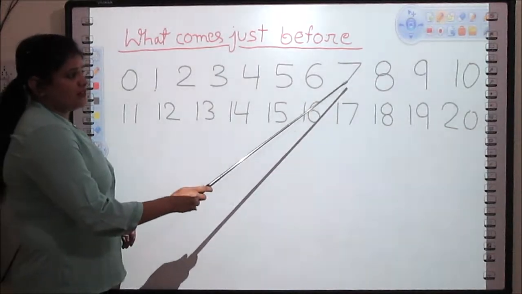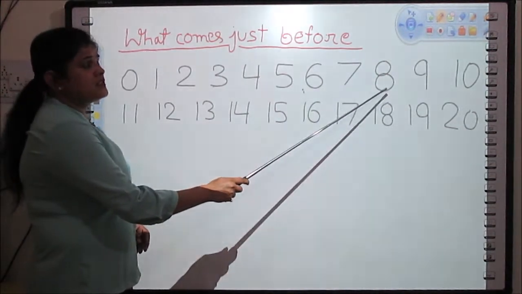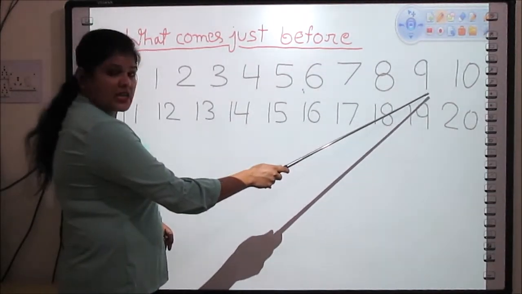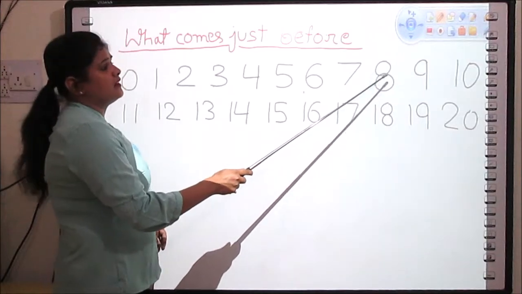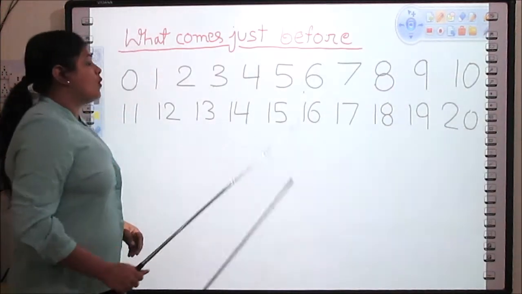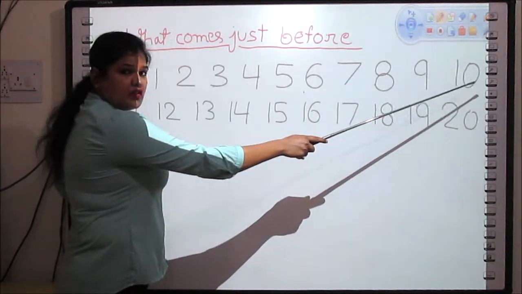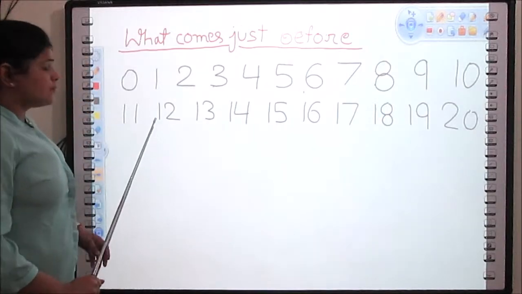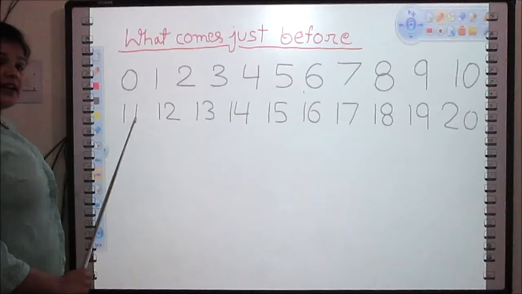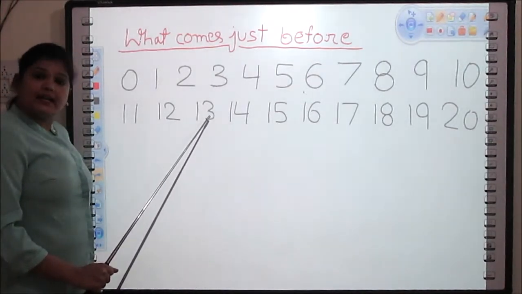5. What comes just before 7? 6. What comes just before 8? 7. What comes just before 9? 8. What comes just before 10? 9. What comes just before 11? 10. What comes just before 12? 11. What comes just before 13?